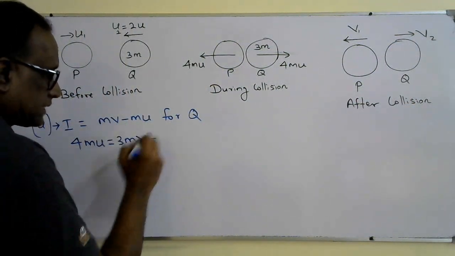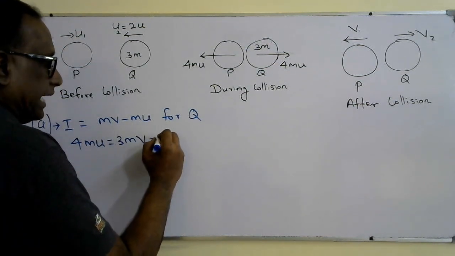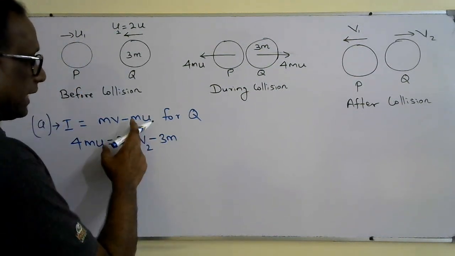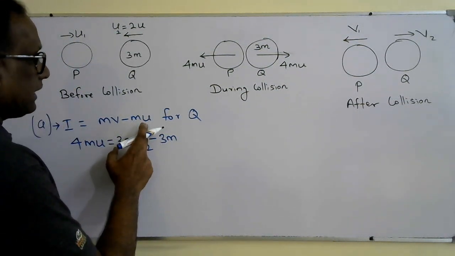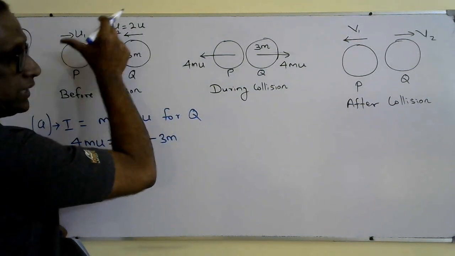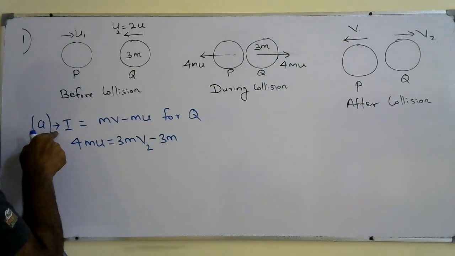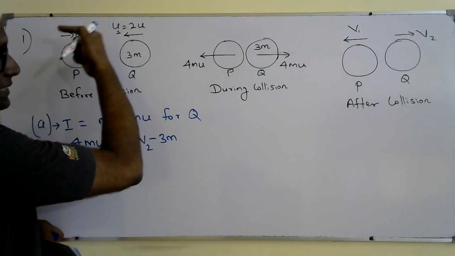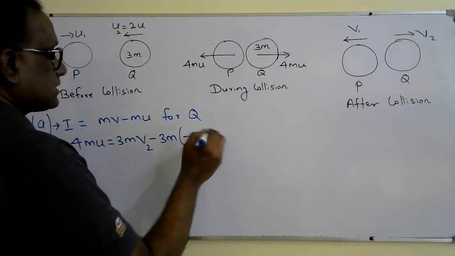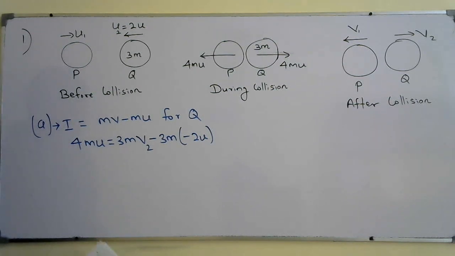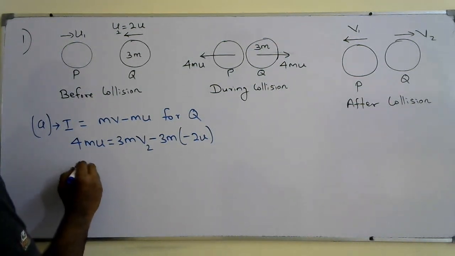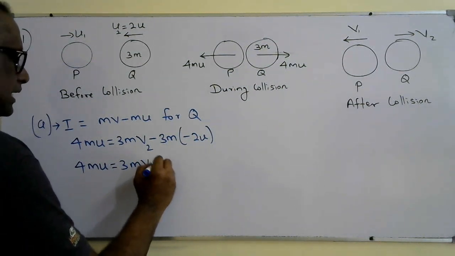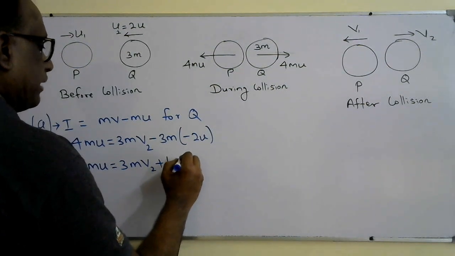This minus sign comes here. This mass again 3m, I am writing for the particle or the sphere Q, that mass is 3m. The initial velocity according to this diagram is moving towards left. So that is opposite to the direction of impulse, because I know the impulse is towards right, but velocity before collision is towards left. So that is going to be minus 2u. Okay, solve this one. You will get 4mu equals 3mv2 plus 6mu.